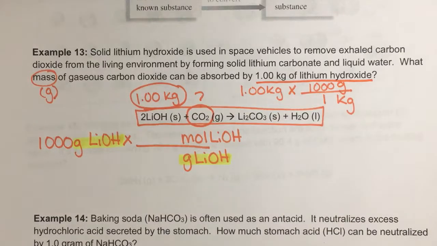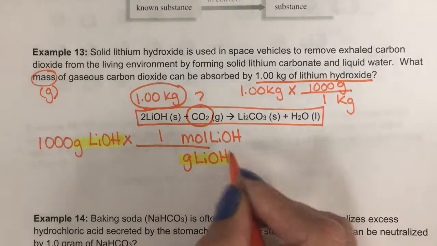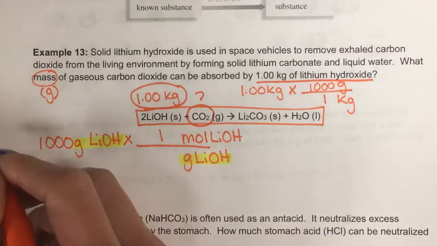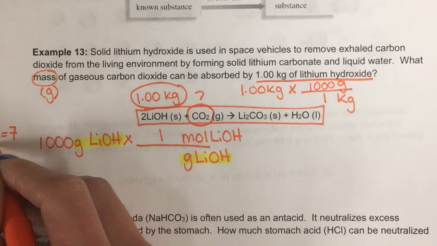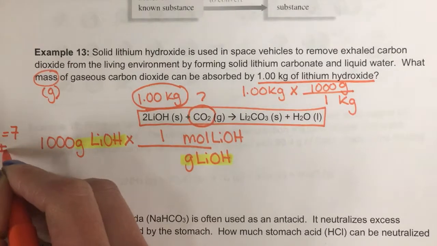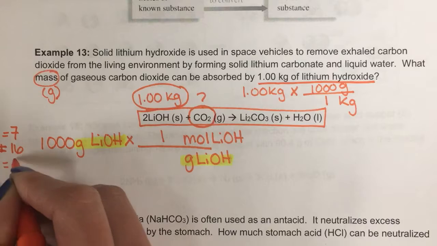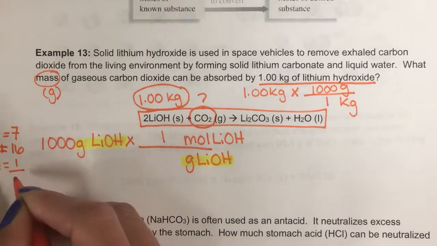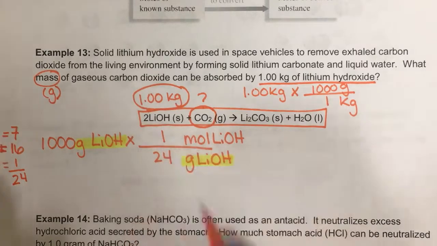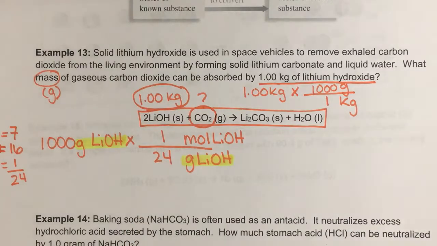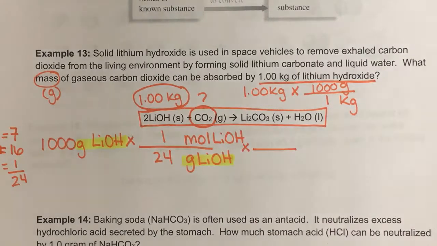Okay? So I know that 1 mole is always equal to the number from the periodic table. If I look on the periodic table, lithium weighs 7, oxygen weighs 16, hydrogen weighs 1, so the whole thing weighs 24 grams. Okay, so that's step 1. I need to keep going.